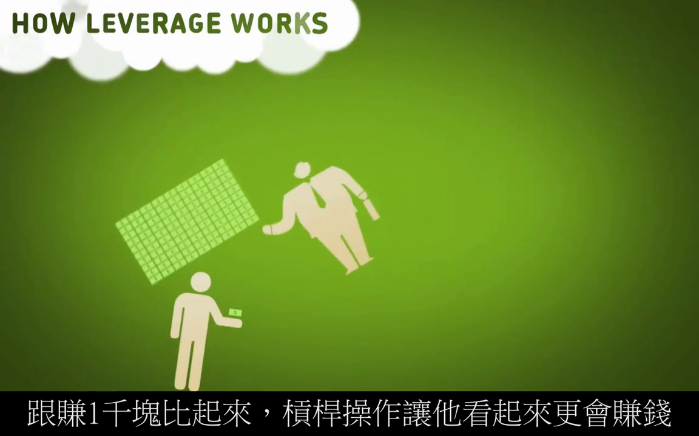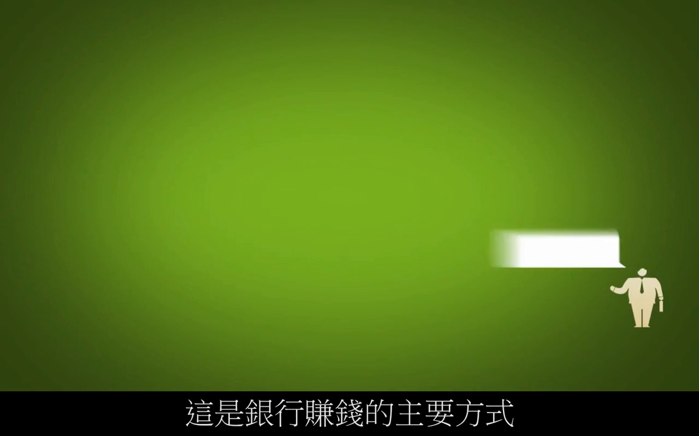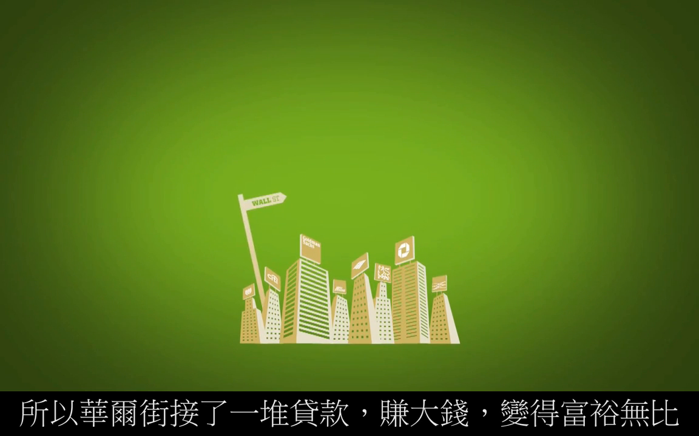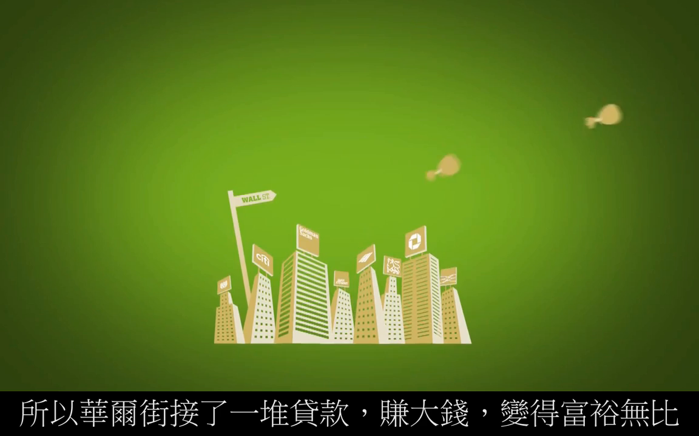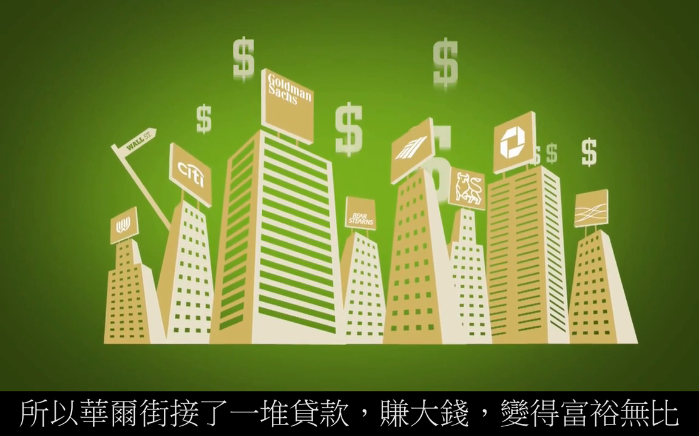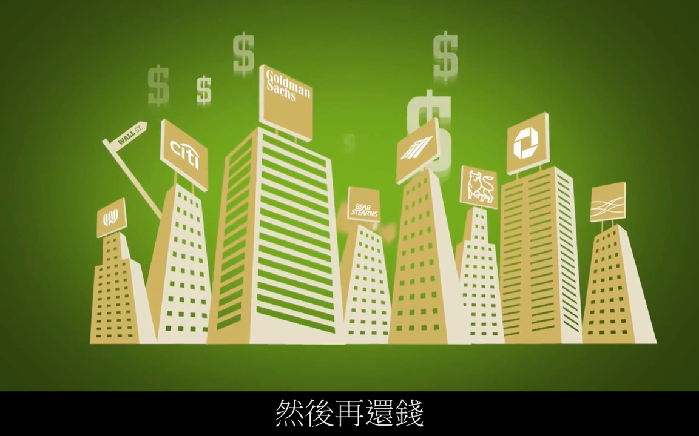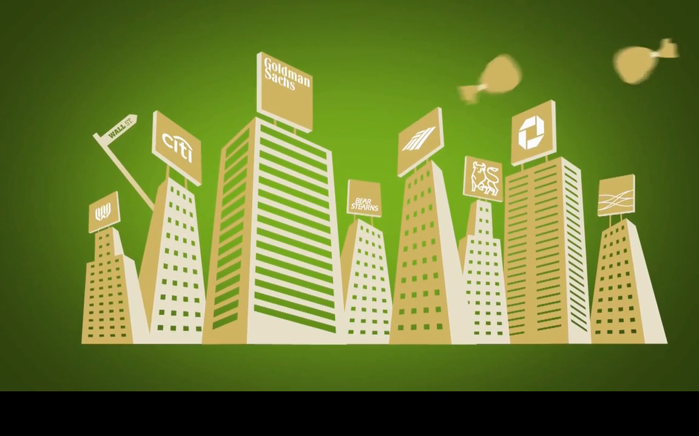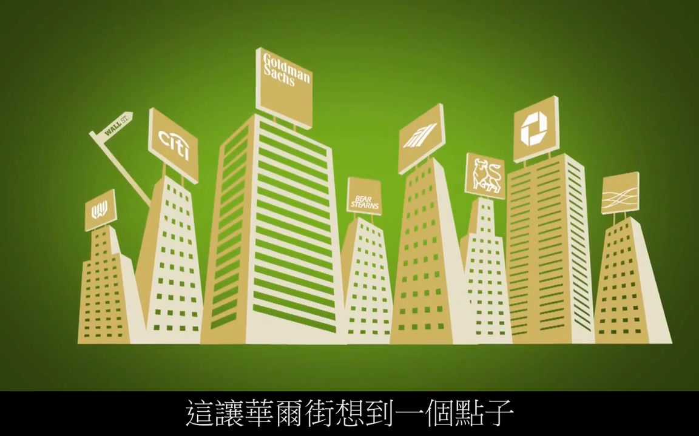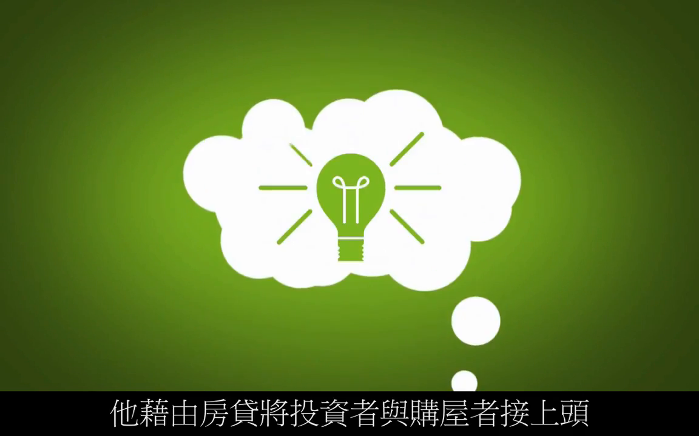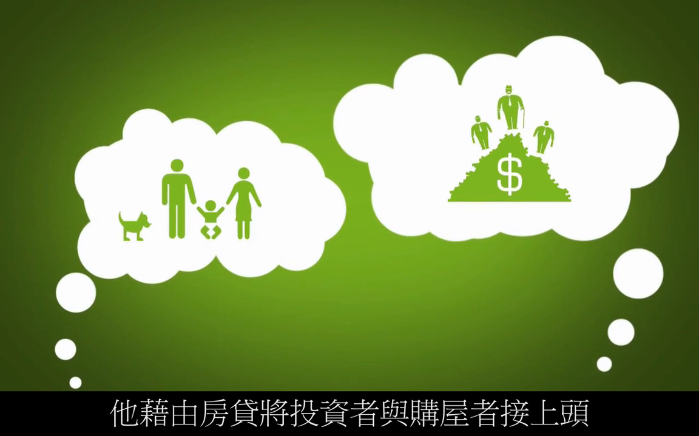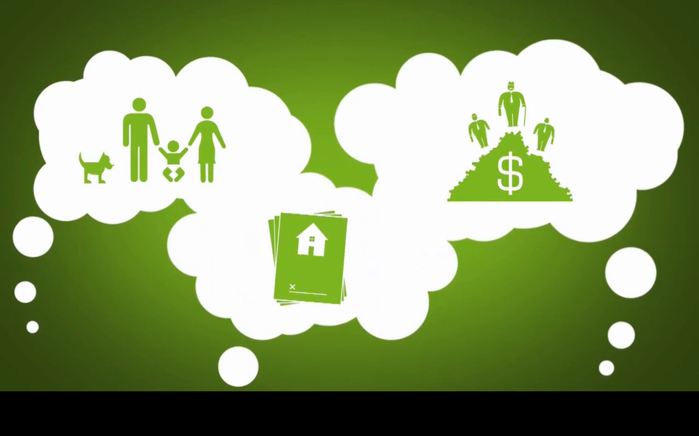Leverage turns good deals into great deals. This is a major way banks make their money. So Wall Street takes out a ton of credit, makes great deals, and grows tremendously rich, and then pays it back. The investors see this and want a piece of the action, and this gives Wall Street an idea. They can connect the investors to the homeowners through mortgages.